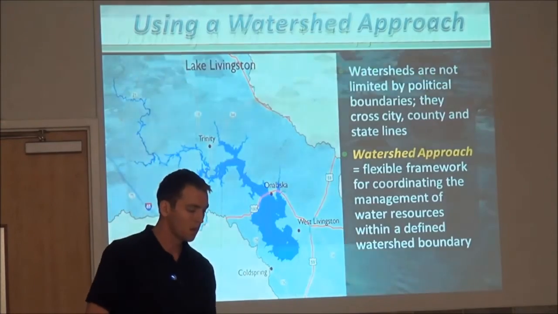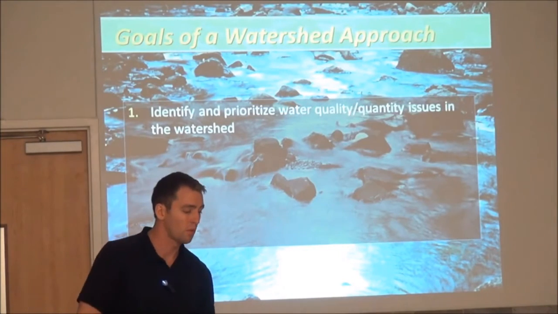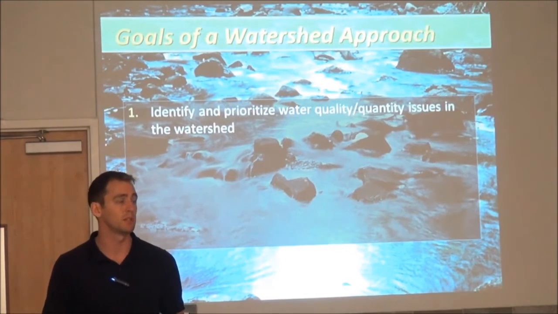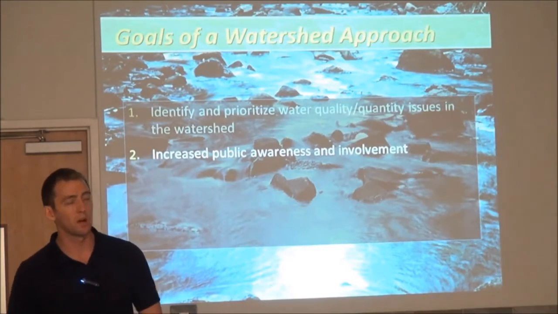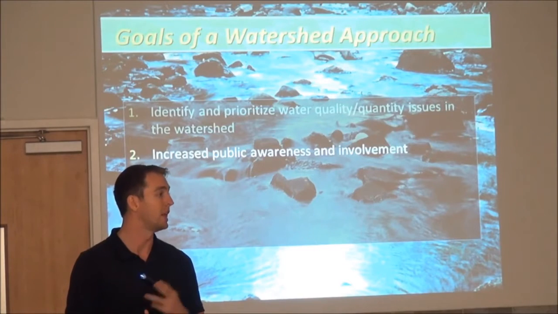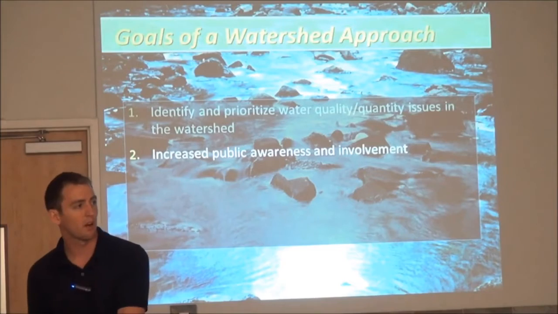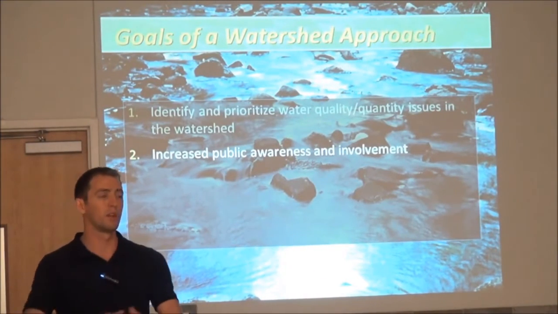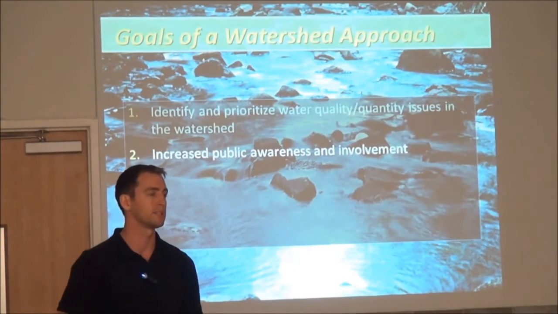So the goals of a watershed approach are to identify and prioritize those water quality and quantity issues in the watershed. So what are the specific issues in that watershed that y'all are facing? And to increase public awareness and involvement. The 2 biggest similarities between these 2 plans, in my opinion, is that they both rely on stakeholder input. It's not someone sitting in an office in Dallas up at EPA, or any office outside the watershed, for example, that can tell you everything that's going on in that watershed from where they sit.